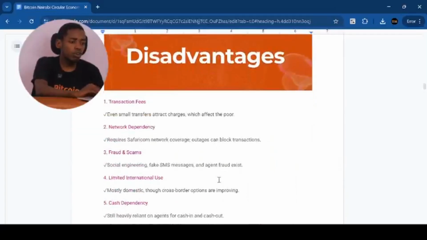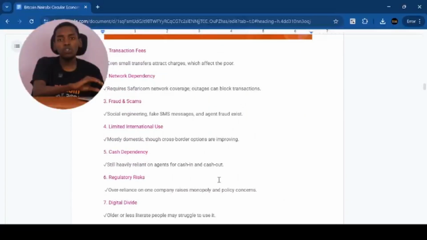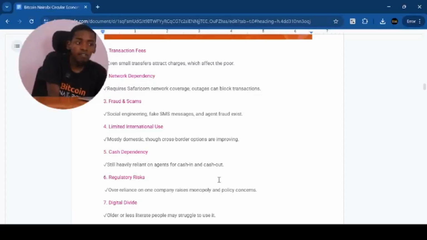So what are the disadvantages of M-PESA? When we talk about the disadvantages of M-PESA, we are talking about in comparison to Bitcoin. Transaction fees are very high in M-PESA. Even small transfers attract charges which affect the poor. Like right now, for you to transact, let's say even 100 bob, how much does it cost, Waitaka? 100 bob right now costs 11 shillings. That's a lot. It's even more than 10%.